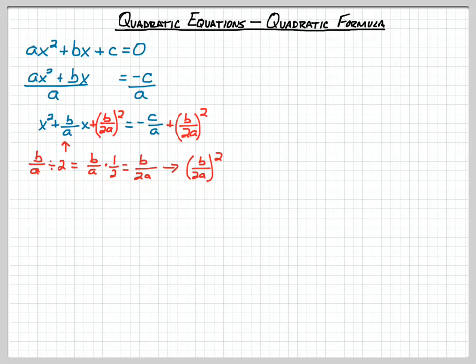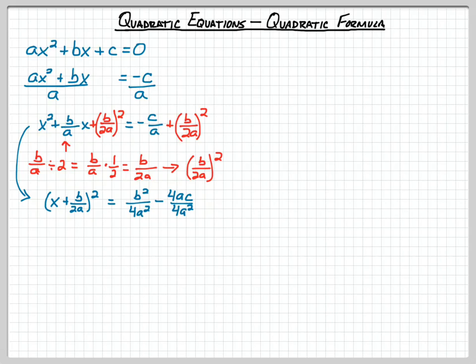Now we can factor the left side, and we get x plus b over 2a, squared. And on the right side, we can just start simplifying a little bit. Let's start by multiplying out our b over 2a squared. So we get b squared over 4a squared, right? So we just square everything inside there because they're all factors, all multiplying and dividing. So we just square every piece, minus 4ac over 4a squared.